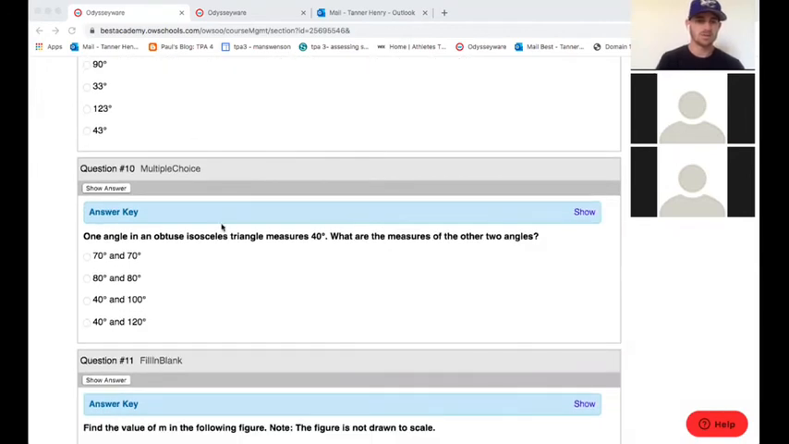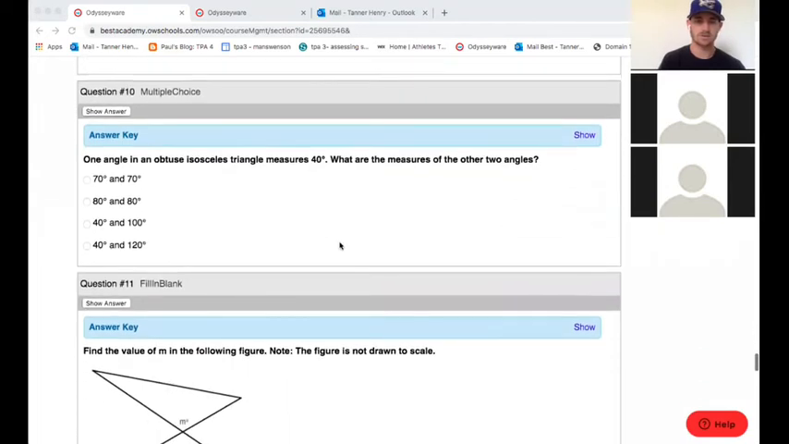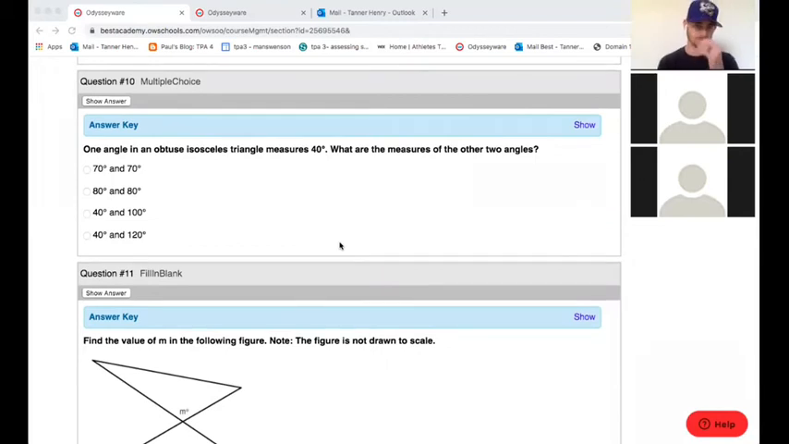One angle in an obtuse isosceles triangle measures 40 degrees. What are the measures of the other 2 angles? So isosceles is iso, so 2 sides are the same, but we don't even need to know that right now, because we just have to throw that 70 in and see which ones add up to 180. Number 3 adds up. 3. Perfect. 100 plus 40 is 140, plus 40 is 180.